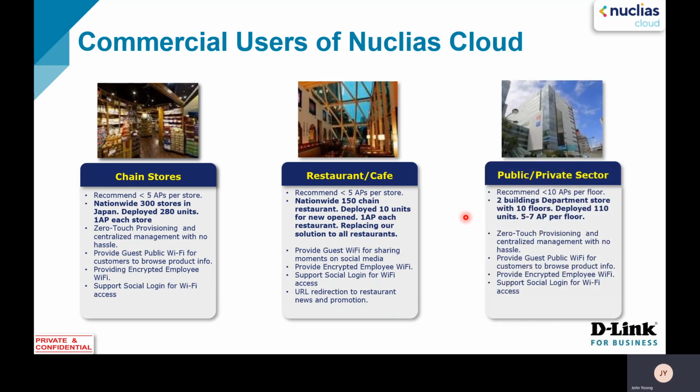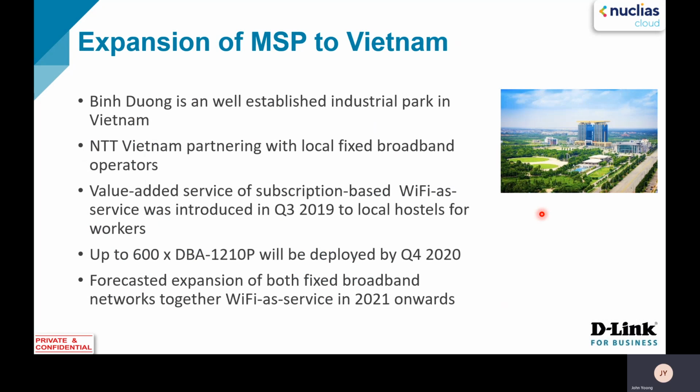Then we have the private sector, 2 buildings with 10 floors, deploying 110 units. So not just in Japan NTT, we also have a success case in Vietnam, in one of the industrial parks. The entity in Vietnam partnered with the local fixed broadband operator to come up with these solutions for them. Same thing, it is a value-added service with monthly subscriptions introduced in 2019 Q3 for all their local hotels. Around 600 DBA 1210 were deployed in Q4 2020.